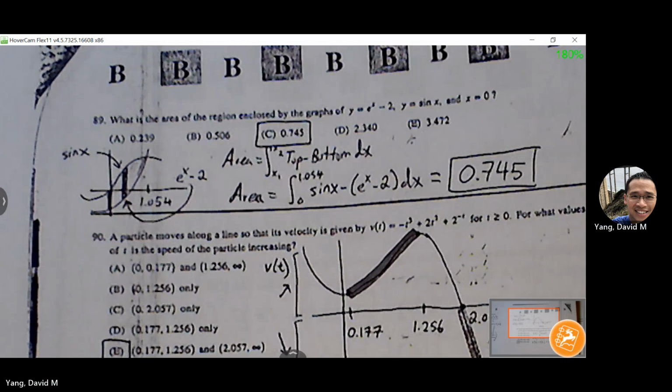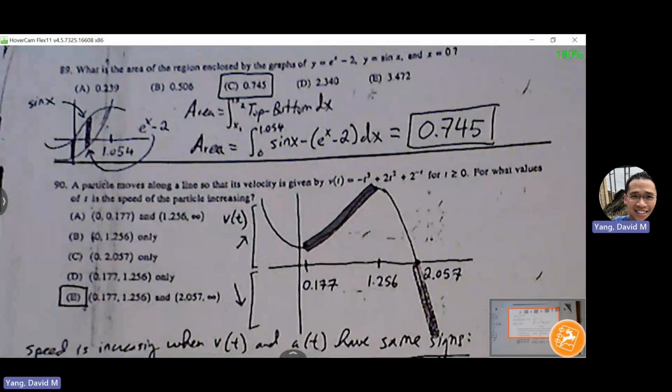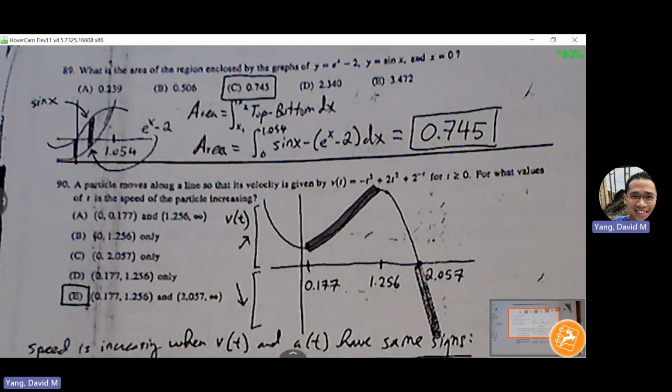Okay. All right, number 90, a particle moves along a line, so its velocity is given, so we have to enter that into our calculator. For what values is the speed increasing? So if we're thinking about a velocity graph, speed is increasing whenever velocity and acceleration have the same signs. So either velocity and acceleration are both positive, or velocity and acceleration are both negative.